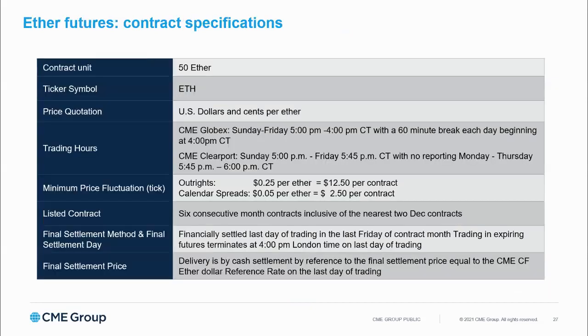All right, so let's quickly go over the Ether futures, because they're relatively new. We launched them back in February of this year. So our Ether futures that we have today are worth 50 Ether. The ticker on that is ETH. The trading hours are the same as micro Bitcoin and the large Bitcoin: Sunday to Friday, 5 p.m. to 4 p.m. They're monthly contracts, and these are financially settled as well. And these Ether contracts settle to the Ether dollar reference rate on the last day of trading.